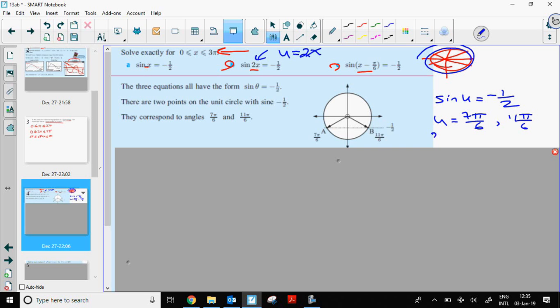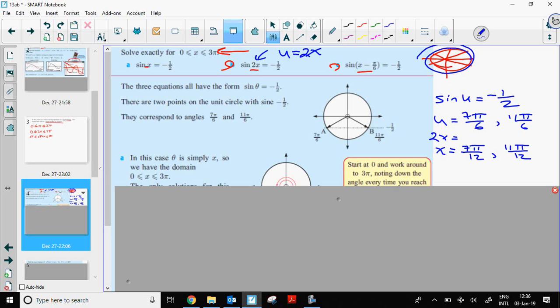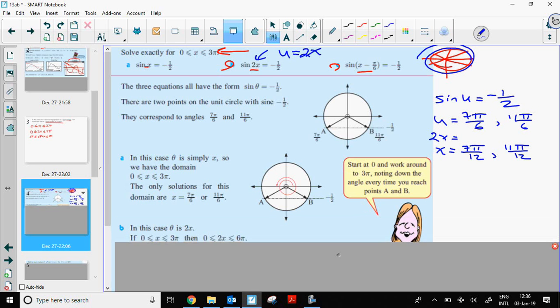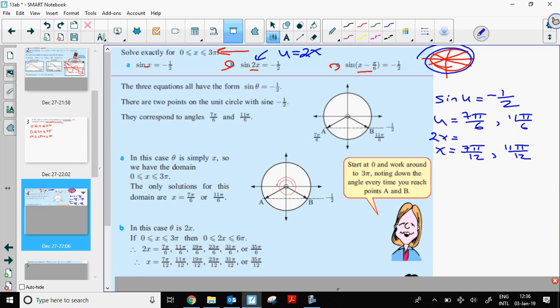Well, it's not u, really. It's 2x. So 2x is equal to each of those. And then that means that x should then be equal to 7 pi over 12 and 11 pi over 12. So that's one way to approach this. Oh, I forgot to do the final answer for that first one. Anyway, for the second one, though, you'll notice, wait a second, that's left out a whole bunch of answers.